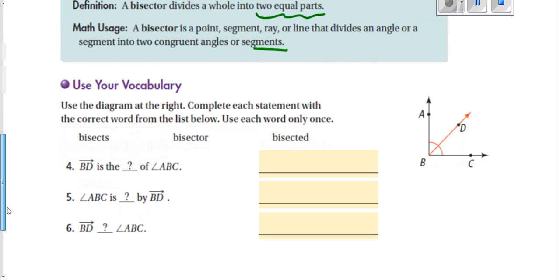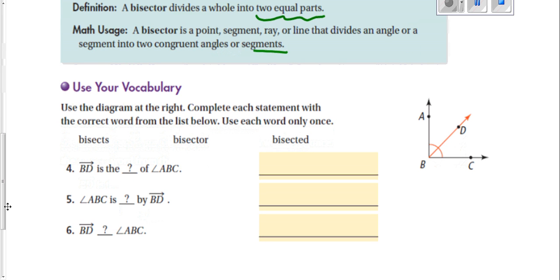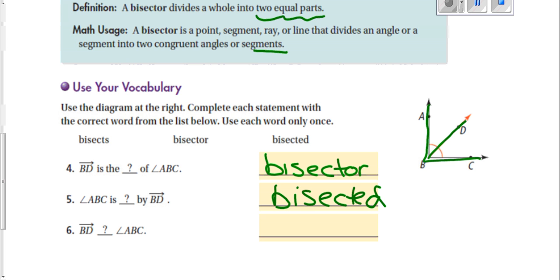Vocab refresh. Use the diagram at the right. Complete each statement with a correct word from the list below. Use each word only once. Okay. So BD is the blank of ABC. BD is the what? It's the bisector. Okay, you can't say BD is the bisects. That doesn't make sense. Number 5, angle ABC is blank by BD. It is bisected. So really, we're just testing your English language abilities right here. And then BD bisects angle ABC.